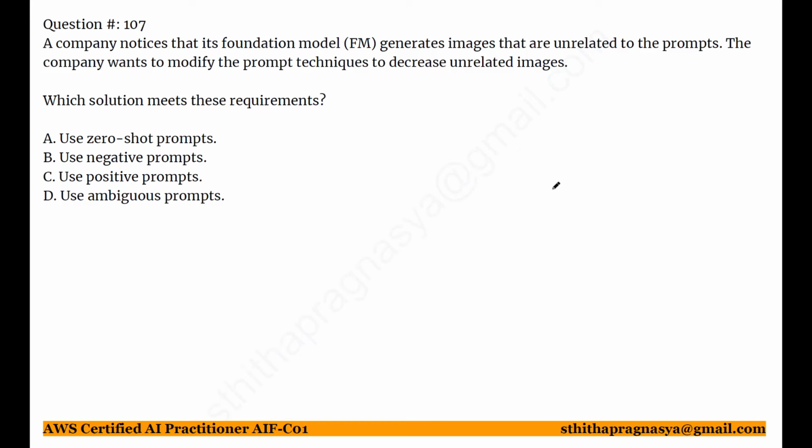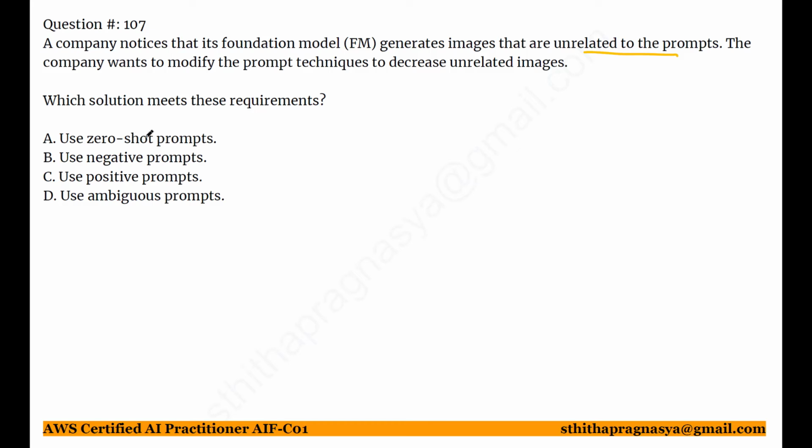The company wants to modify the prompt techniques to reduce the generation of unrelated images by its foundational model. How do you do it? Which prompt do you use?